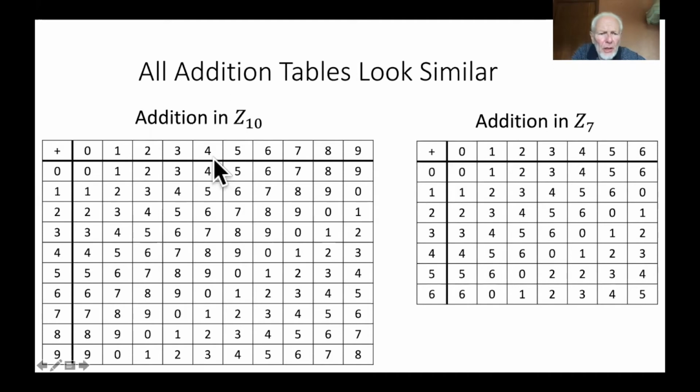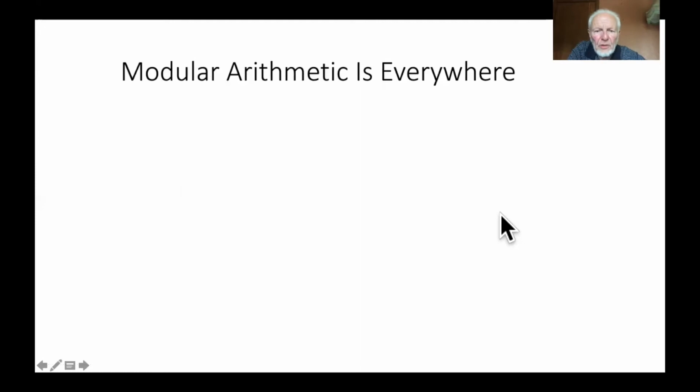Back to addition. So all addition tables look the same. It doesn't have to be 10, of course. We met Z12 very briefly right at the beginning. Here's Z7. It's very similar. This diagonal of zeros here. Every row has one of each number going up by 1. It's just the same. So let's look at some examples of all this.